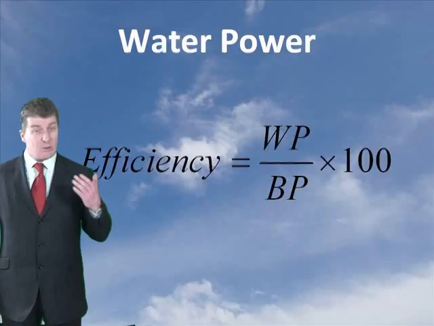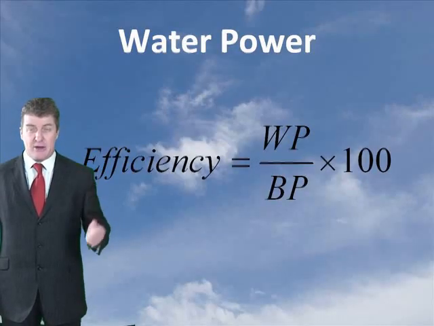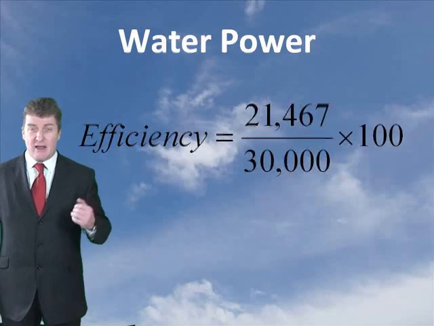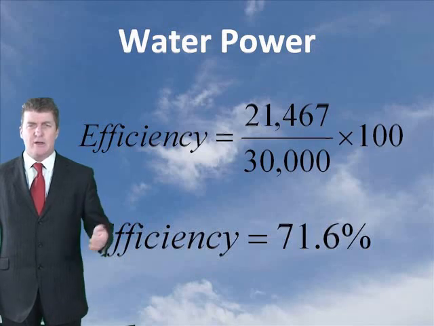Now you've got that, you go to the efficiency formula, which is this one. The efficiency equals the water power divided by the brake power times 100. Put the known variables in, and you get an efficiency of 71.6%.